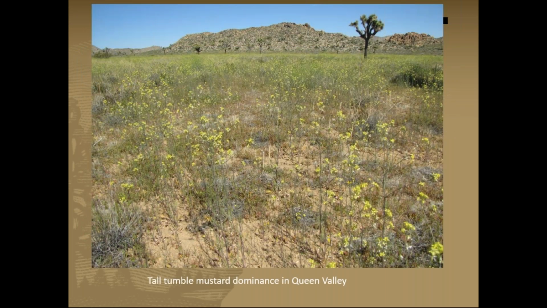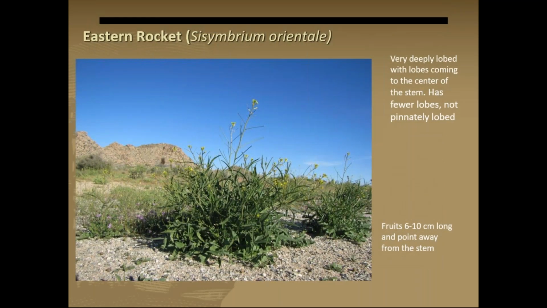I took this picture yesterday. This is what tumble mustard is looking like in Queen Valley. It is a sea of yellow right now. Another mustard, the third of the Sisymbriums, is Eastern Rocket, or Sisymbrium orientale.